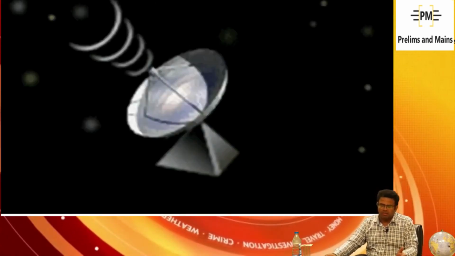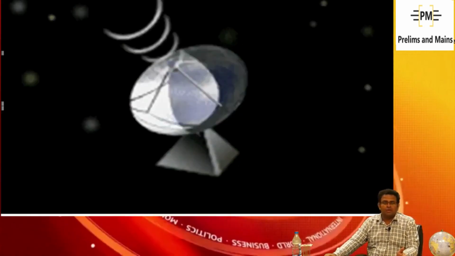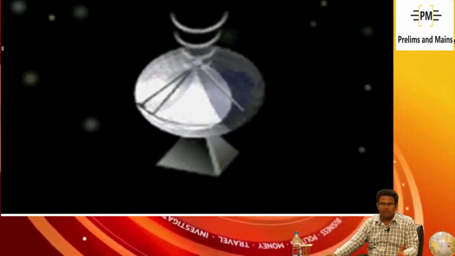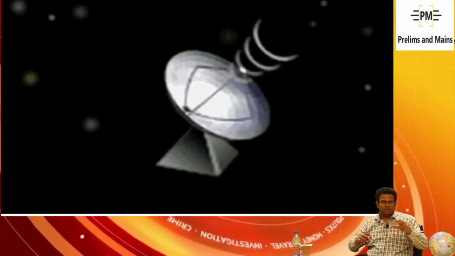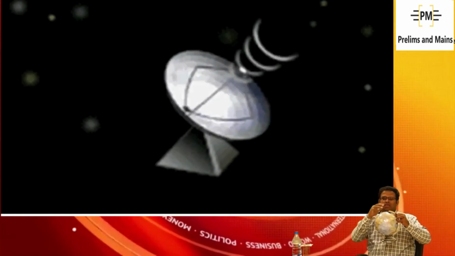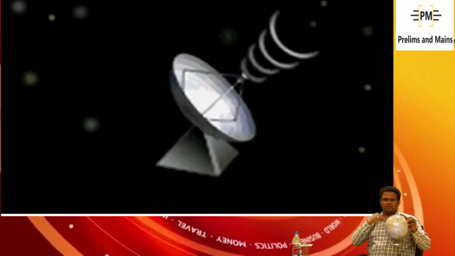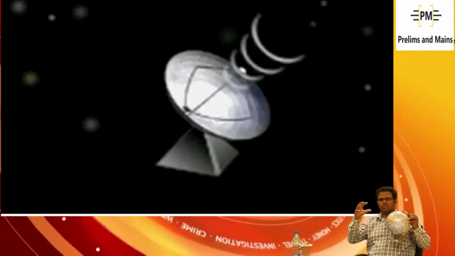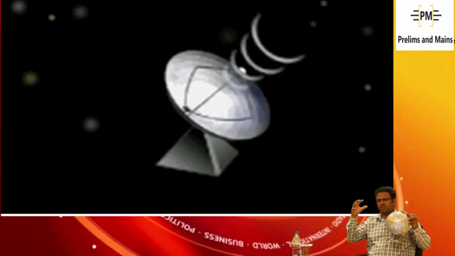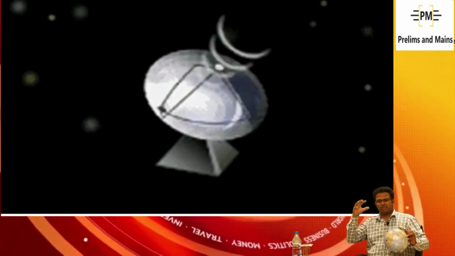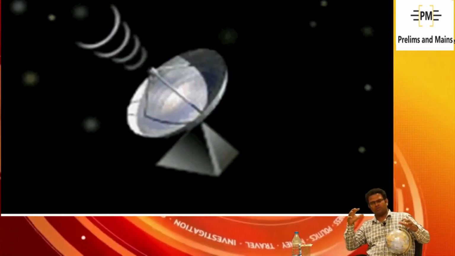Why is this antenna moving again and again? If it is in the lower orbit, what will happen? I need more satellites. Suppose I am giving a signal and one satellite has gone, then another satellite comes. In the lower earth orbit, that is what happens. But geostationary and geosynchronous satellites are maintained at the same height, always looking toward the same place.